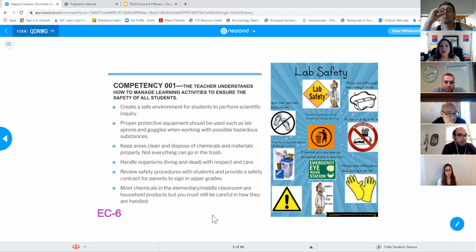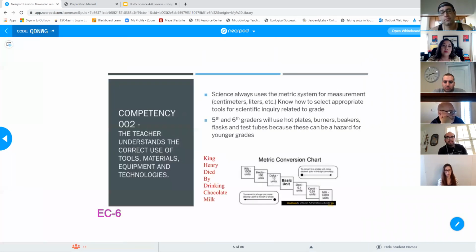And then you should always review safety procedures. So if you are teaching a science class, you should always start with lab safety. That's one of your first lessons in the science classroom. And then typically teachers will have students sign a lab safety contract, right? They'll have to go over all that and get parents to sign it as well, just so that everyone is familiar with the expectations. And again, most chemicals in the elementary classroom are typically just household products, but you may have some actual chemicals in the middle school, but for the most part, they'll stick to household products to use.